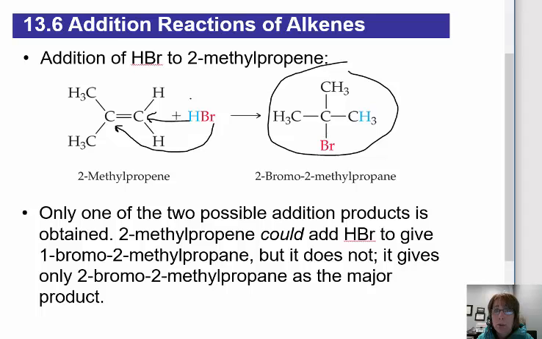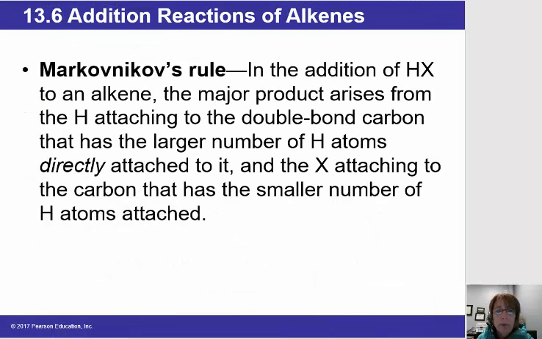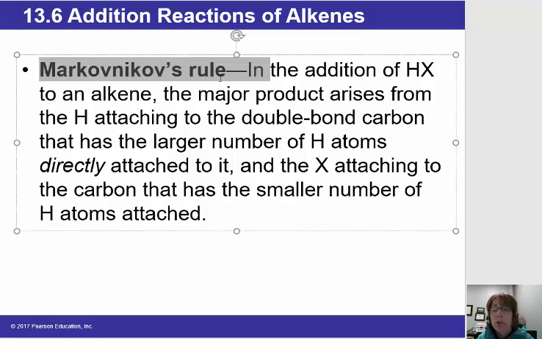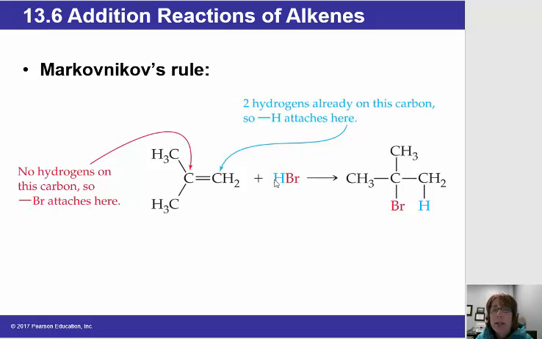So how are you going to figure out what product is going to be predominant? You will be expected to determine that. How do you figure that out? Well, you're going to apply what's known as Markovnikov's rule. The way Markovnikov's rule works is that when a molecule that has hydrogen and some other component, such as HBr or HCl, adds across a double bond, the hydrogen in that small molecule will preferentially bond to the carbon in the double bond that already has more hydrogens.